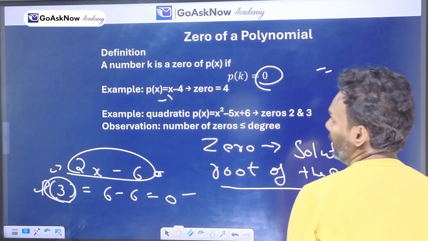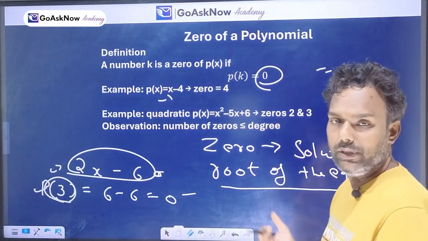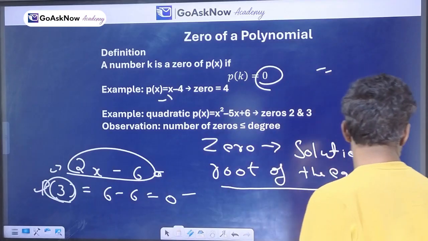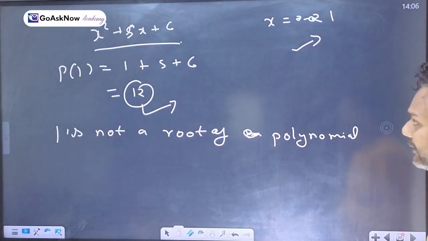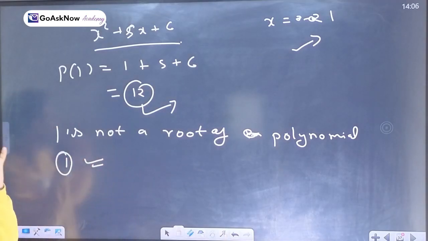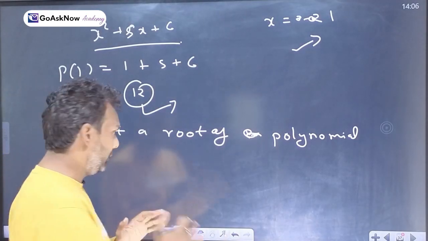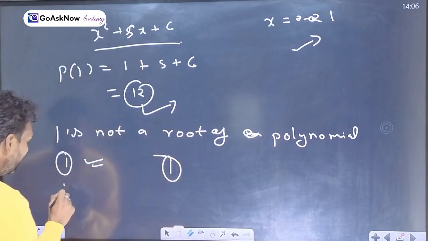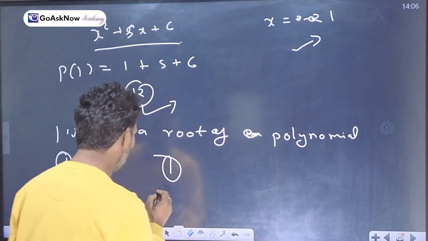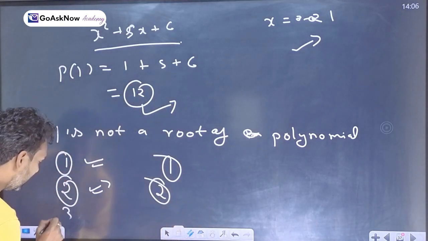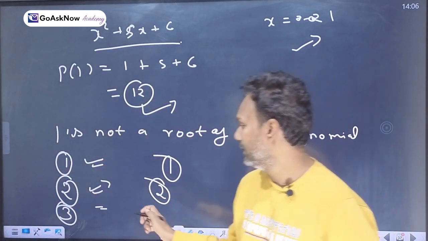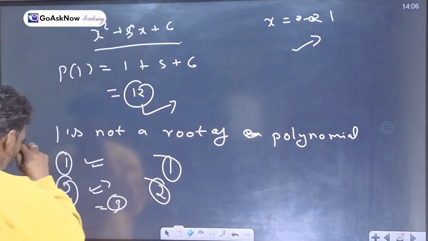Now, what is the relation between the degree of an equation and the zeros of the equation? There is a very important relation between them. If the degree is 1, the maximum number of roots can be 1. If the degree is 2, the maximum number of roots or zeros of the equation can be 2. If the power is 3, then the maximum number of zeros or solutions of the equation can be 3. Let's have a look.